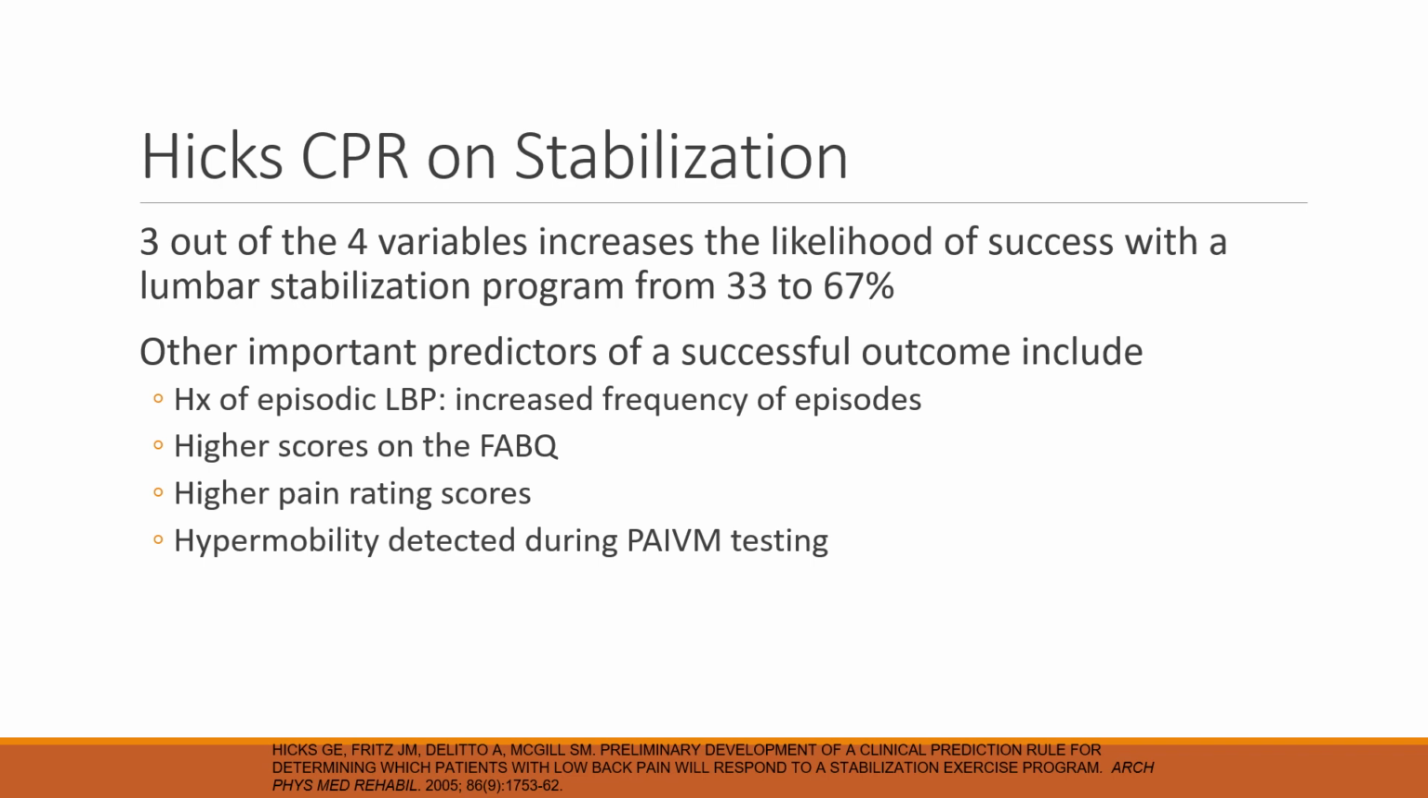Other important predictors of a successful outcome in that particular study that didn't necessarily make the regression model or the clinical prediction rule are histories of episodic low back pain, meaning frequent episodes of low back pain that sometimes seem to calm down on their own, but it's frequent episodes with minimal trauma and minimal trigger associated with it. Higher scores on the FABQ, that's kind of interesting because when we looked at manipulation, we were looking at lower scores on the FABQ.